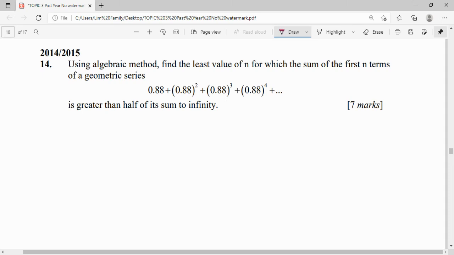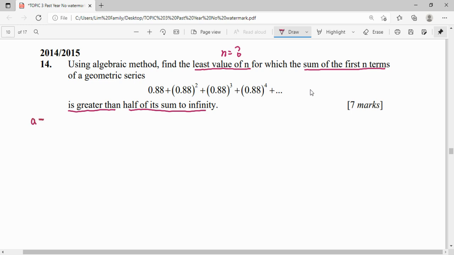For this question 14, it asks us to use the algebraic method to find out the least value of n. So we have to find out what our n is. The least value means the minimum value of n for which the sum of the first n terms, so we are going to sum up these n terms, is greater than half of its sum to infinity. So first of all, we have to find out what the common ratio is.